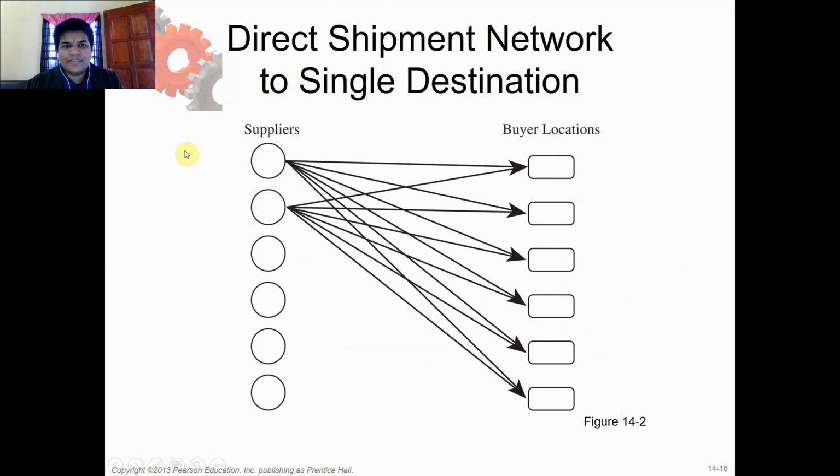Direct shipment network to a single destination. These are the figures, very simple. You see, from the supplier it goes to the buyer location. Each supplier may use a similar mode of transportation, but they independently bear the cost of the transportation.